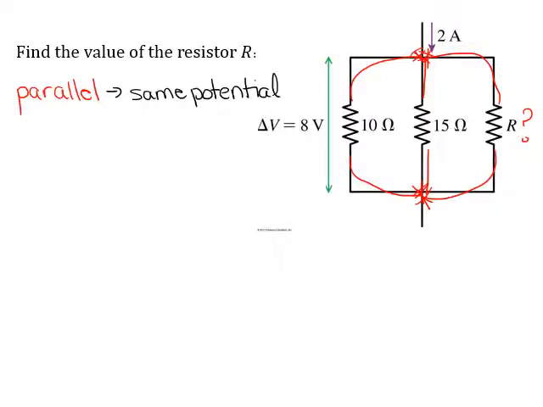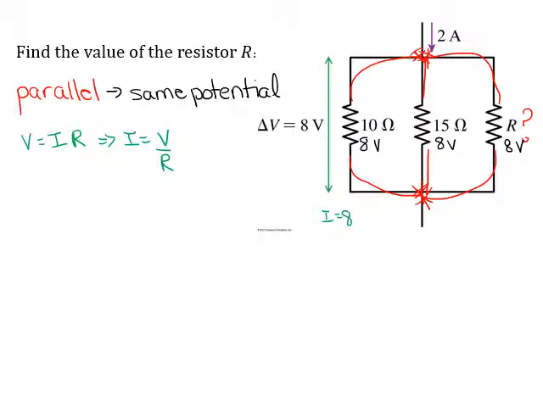So for our resistors, the 10 ohm resistor has a potential of 8 volts across it. The 15 ohm resistor has a potential of 8 volts across it. And our unknown resistor also has a potential of 8 volts across it. Well, let's ask what can we do from here? If we remember Ohm's law, which says that V equals IR, then we know that the current through any resistor is the potential across it divided by the resistance. So for our 10 ohm resistor, the current through it is 10 ohms divided by 8 volts. Oops, I got that upside down.